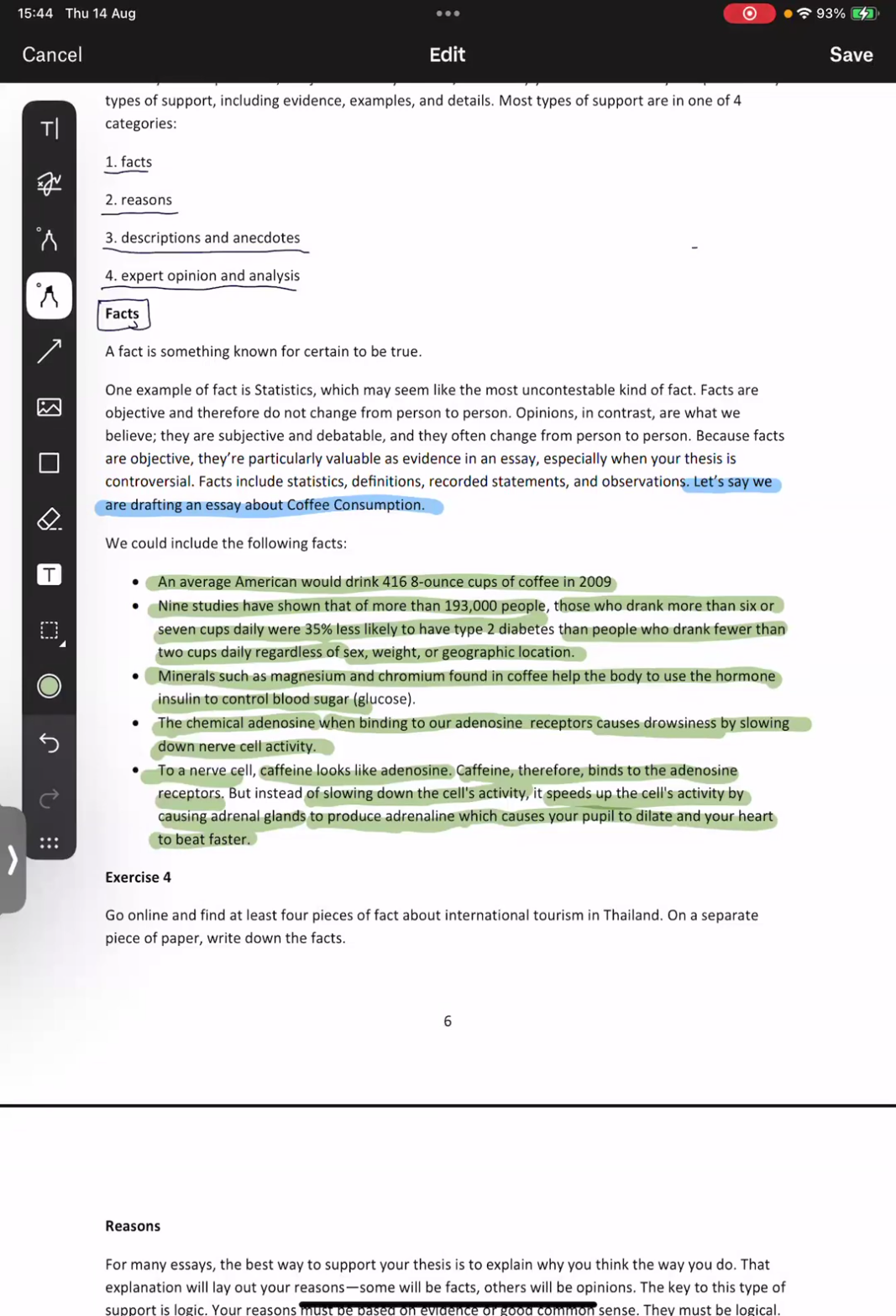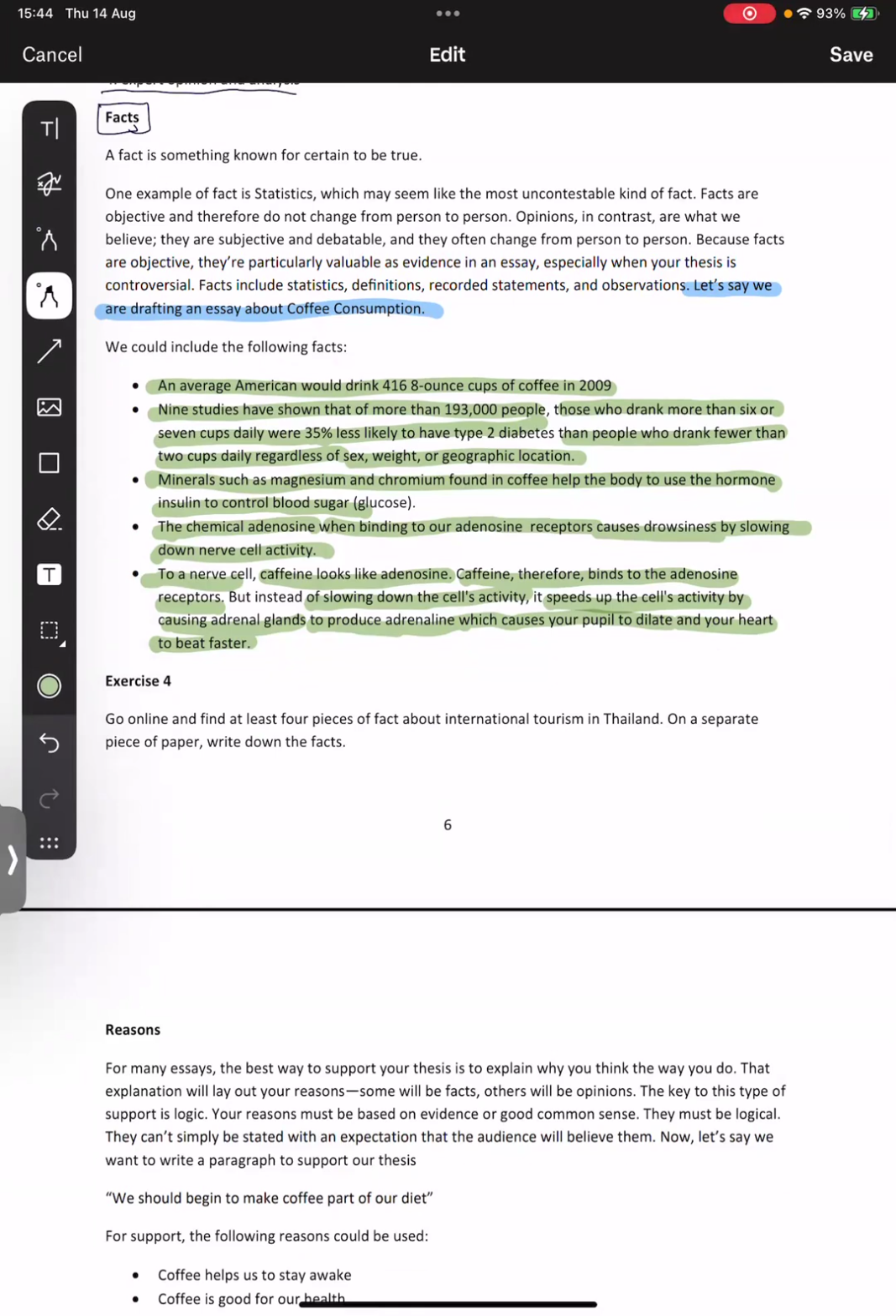All right, so those are facts regarding coffee consumption. We will use some of these facts in our writing, okay, to convince people to accept our claim. But what is our claim? We don't know yet. We just go around and explore some of the facts regarding this. Okay. Now, exercise 4.